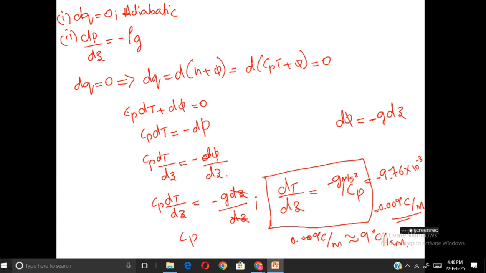Then finally we learned the rate of change of temperature with respect to height, dT by dz, which is given by g by Cp, and we got the value as 0.009 degrees Celsius per meter or 9 degrees Celsius per kilometer. This quantity is known as the dry adiabatic lapse rate. I think that is enough for today. If you have any doubt, you can ask, or we will end the session. Thank you.